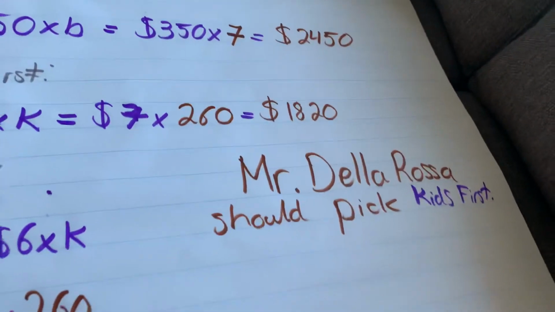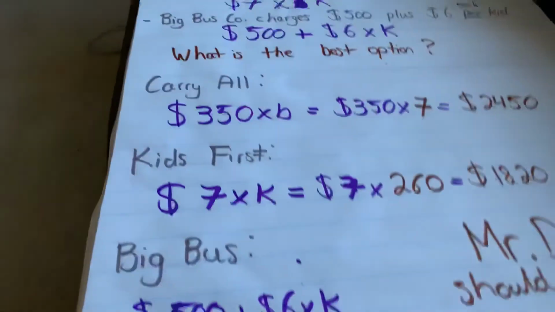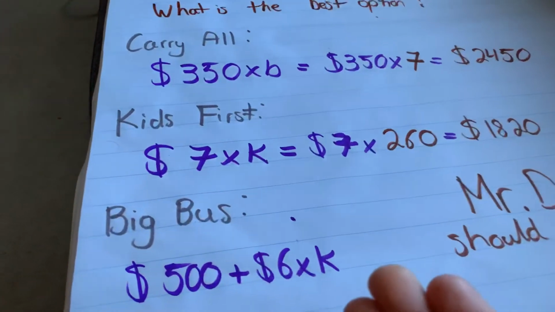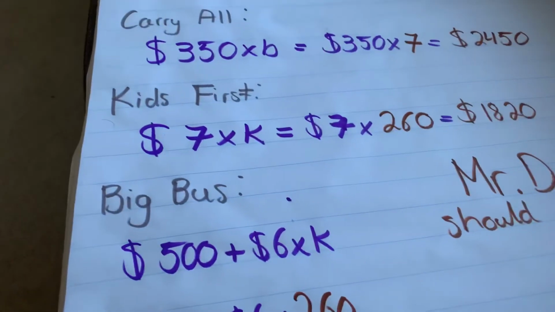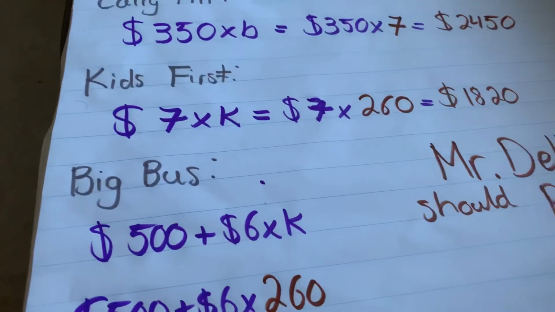Okay? And that's basically it. We read a sentence, we figured out our algebraic expressions, and then we solved it. We've met our learning goal for today.